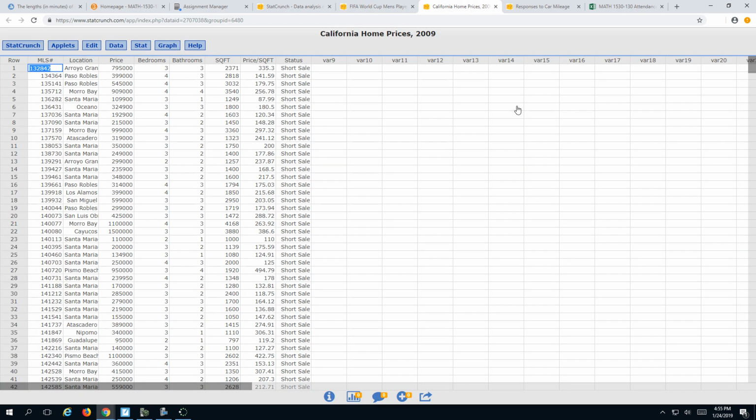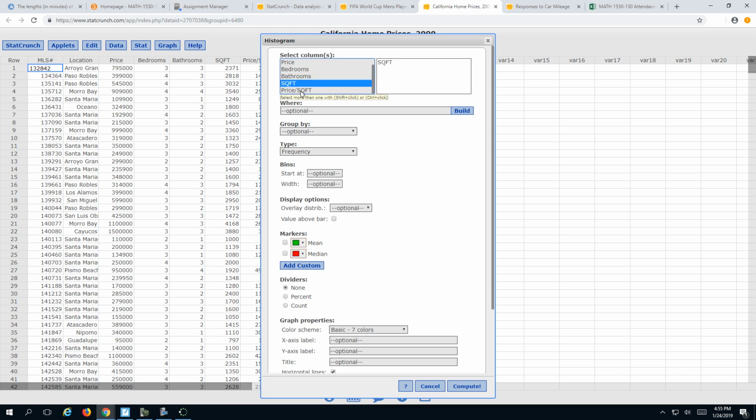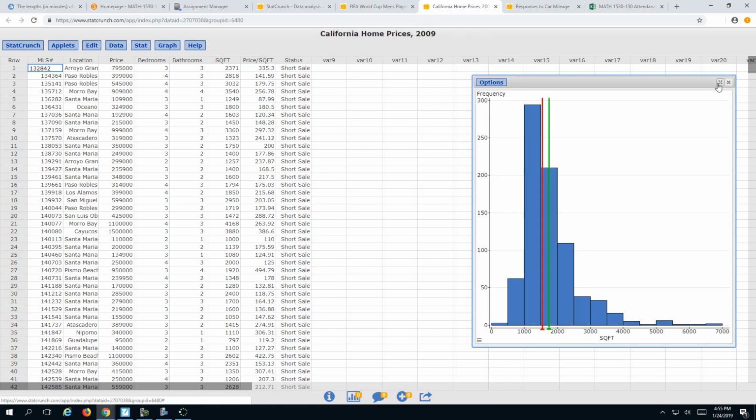Okay, I have another data set. This is California home prices from the year 2009, and it has the MLS number listing, location, the price, how many bedrooms, bathrooms. I want to look at the square footage. So the square footage of these houses, I'm going to make this same histogram. I'm going to mark the mean and median and just look at what it looks like.